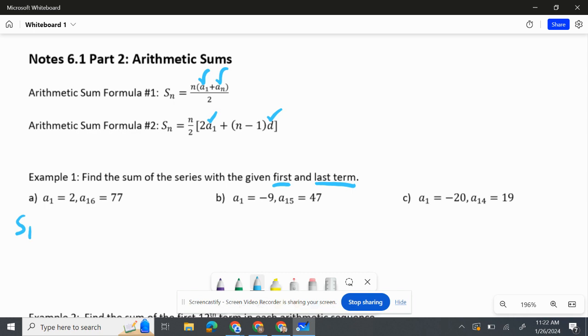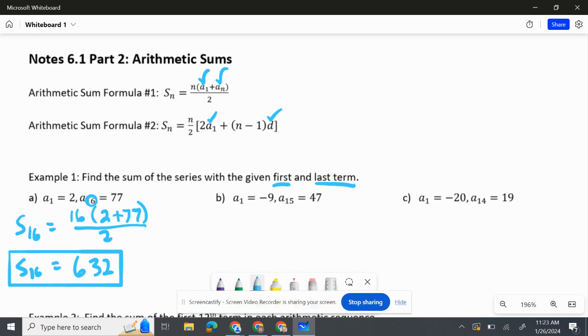We're going to find the sum of 16 terms because our last term is the 16th term. We're going to put 16 times, and then in parentheses, 2 plus 77. And then we're going to divide it by 2. And that right there gives us an answer of 632.